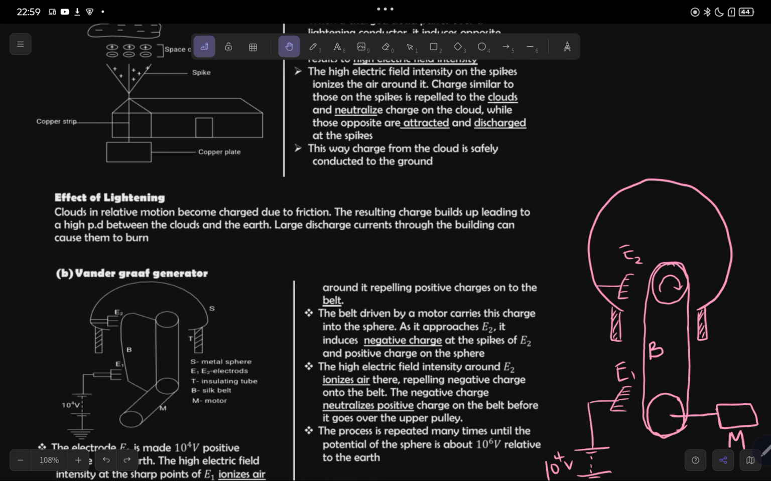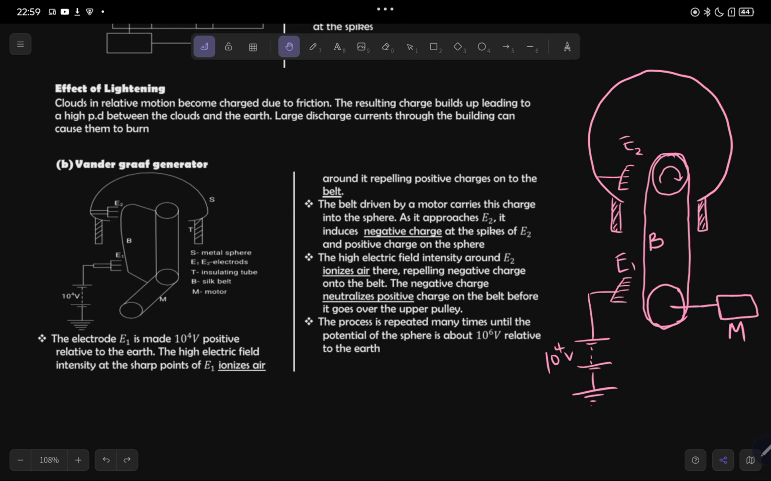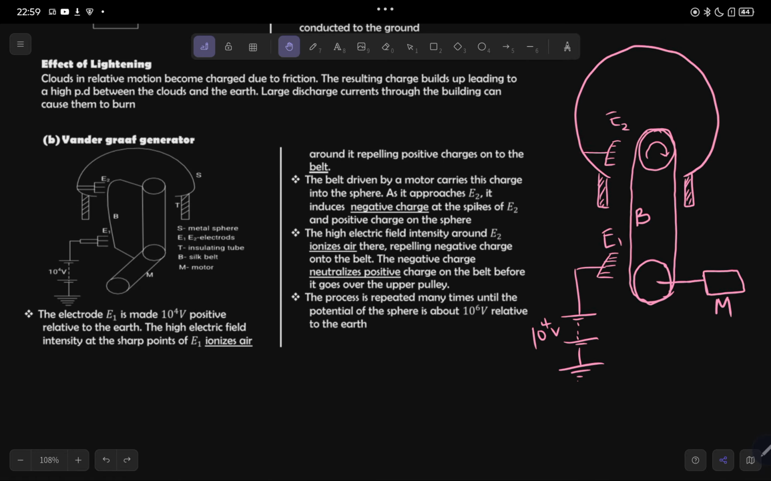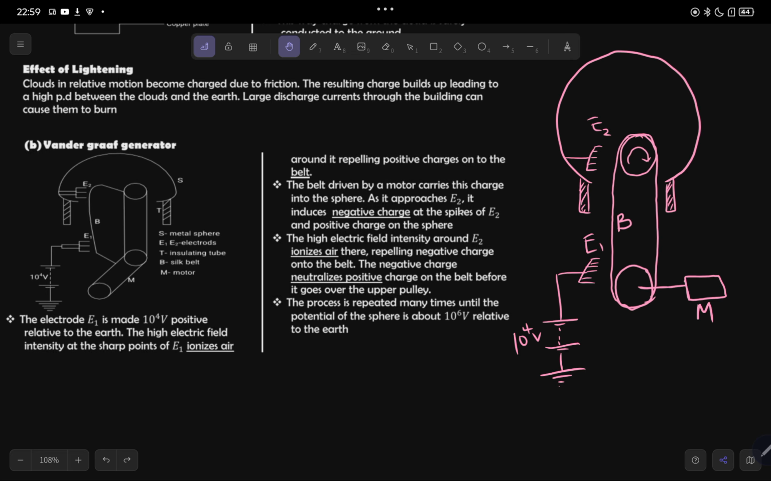Now we need to talk about the Van de Graaff generator. I have drawn one here. It is in pink because this one was poorly drawn. So I have drawn for us another simplified one on the right in pink.